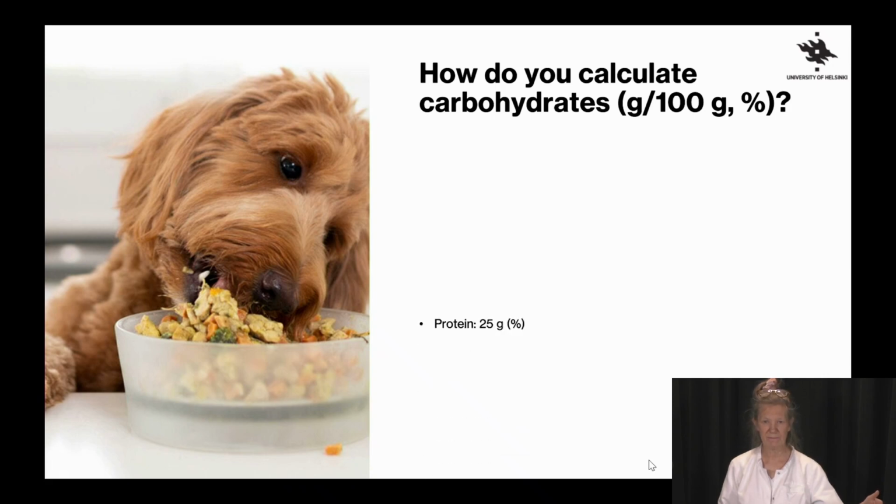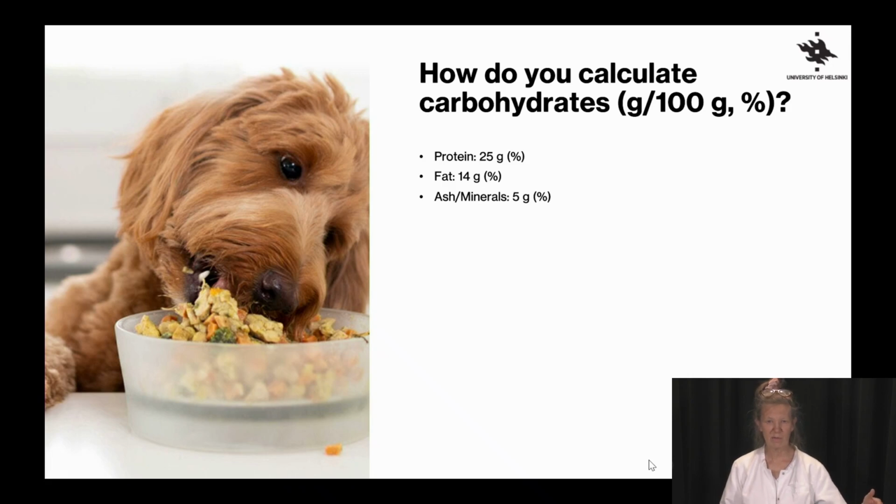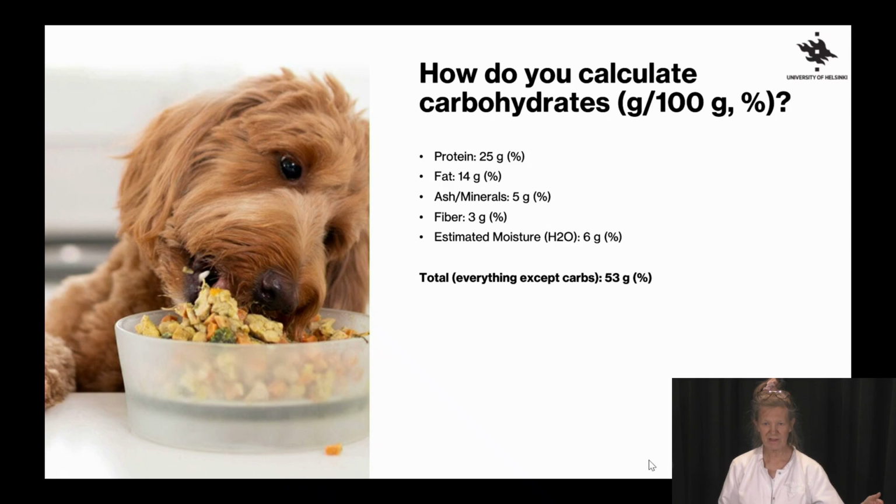So we're going to calculate carbohydrates of the food because they were not given. So how do we do that? We take the protein, the fat, the ash and minerals. Both the fat and ash and minerals were actually already having these omega-3s and calcium and phosphorus in them, although they were kind of on a straight line and looked like they would be something that was not calculated into the fat and minerals, but they are. Then also there was fiber, and then we estimated the moisture, the water content to be 6%, because this was a dry food. Then we calculate all of those together and we come up with 53 grams.